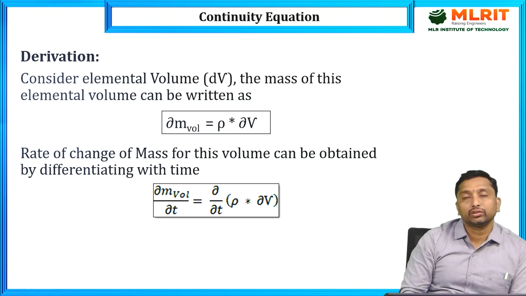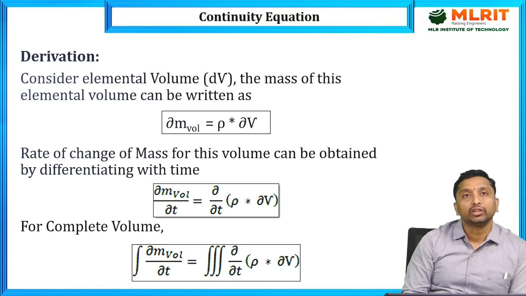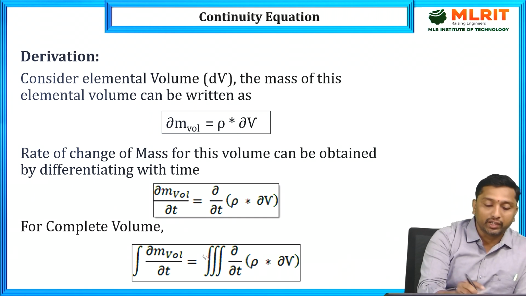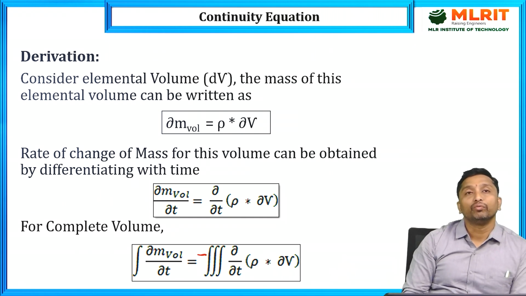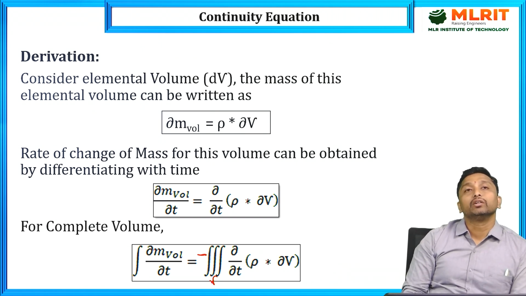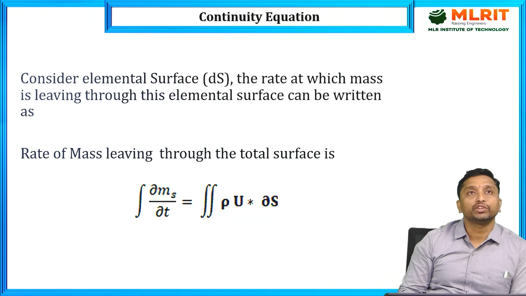Since the volume is reducing, we can indicate it with a negative sign, and the total rate of change, or decrease, inside the volume can be written as minus ∂/∂t of rho V with a triple integral. This is a volumetric integral. The volumetric integral of ∂/∂t of rho into dV is nothing but the time rate change of mass inside the control volume.